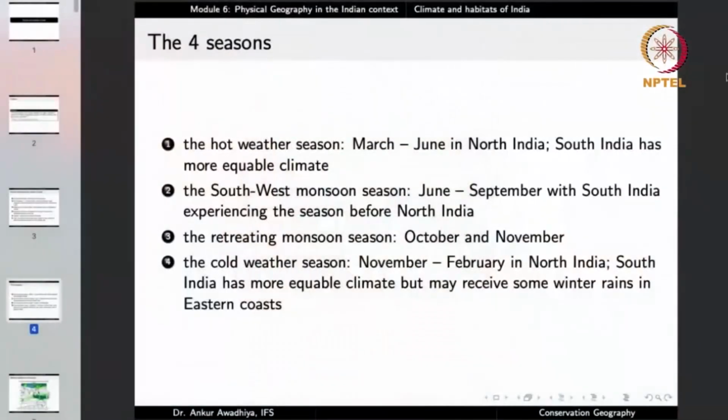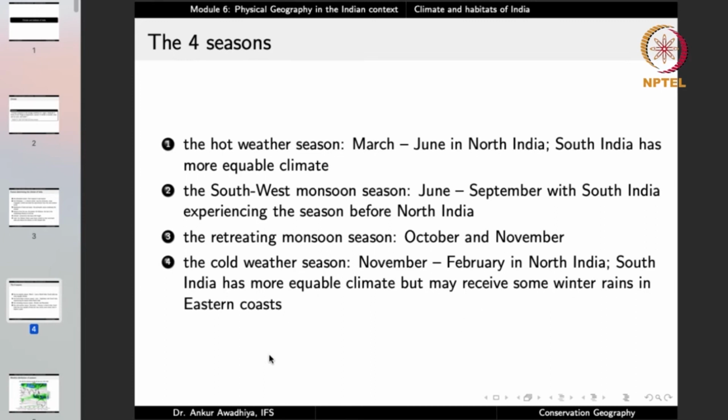And in this period, the zone of low pressure is shifting. It is now no longer over northern India. And once that happens, then the winds change their direction and the monsoons retreat from the country. The fourth season is the cold weather season from November to February in North India. And South India has a more equable climate but may receive some winter rains in the eastern coast. So this is the cold weather season.